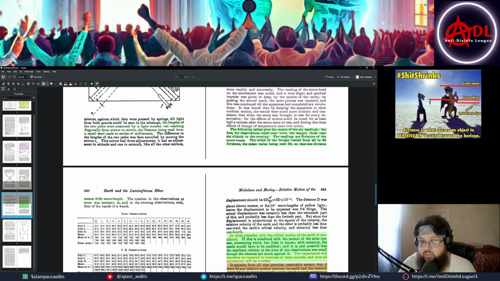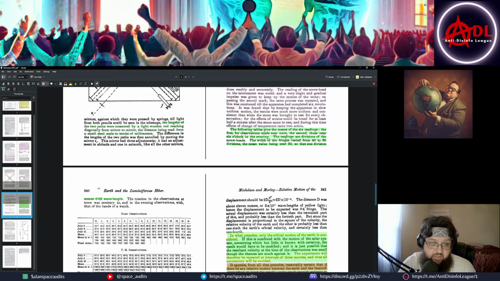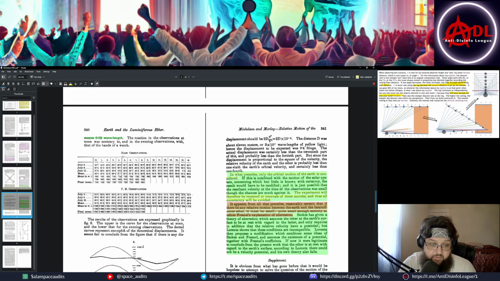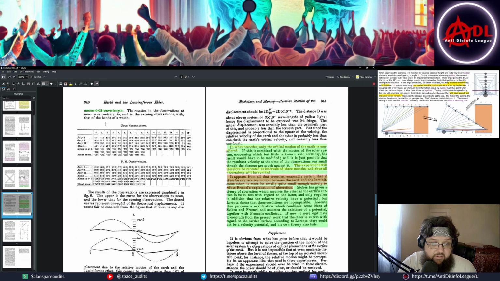The readings are divisions of the screw heads. The widths of the fringes varied from 40 to 60 divisions. The means of the values near 50. So 1 division means 0.02 wavelengths. The rotation of observations was, so let's see.